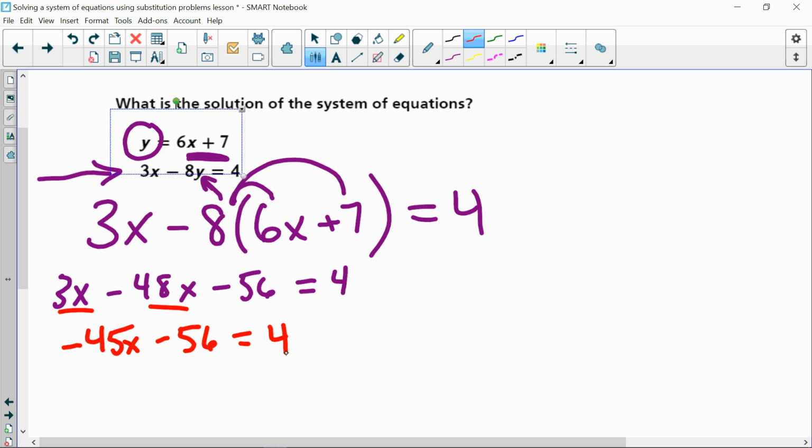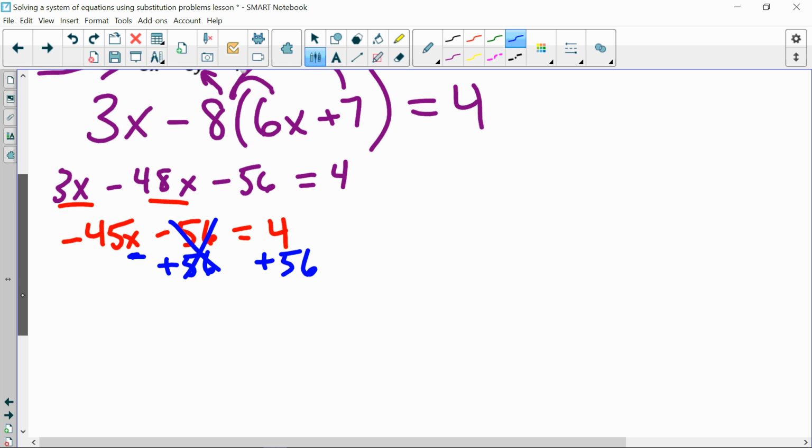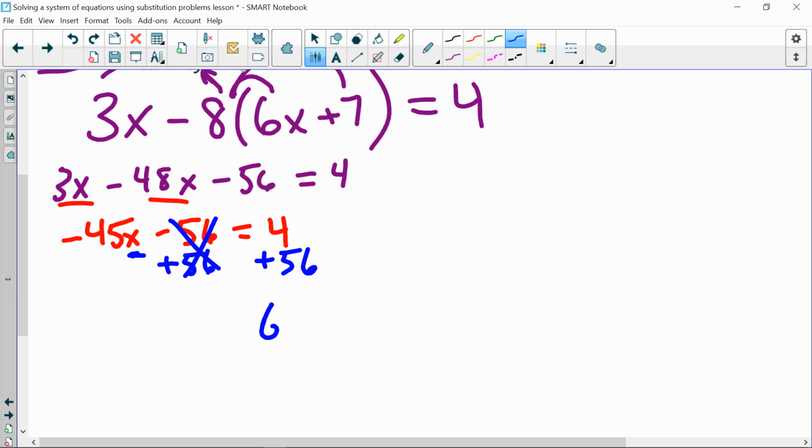Right? So my next step is I need to get x all by itself. So this variable is what I'm solving for right here, x. I need to get that all by itself, which means I need to get rid of this number, negative 56. So I'm going to add 56 to cancel out. So that'll all cancel out. But if I add 56 there, I've got to add 56 over here. So that means I get 4 plus 56 gives me 60. I still have negative 45x over here. So that gives me negative 45x equals 60.